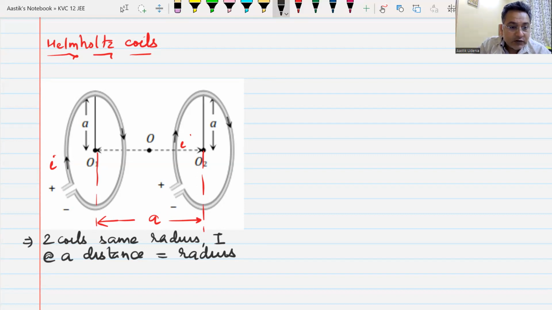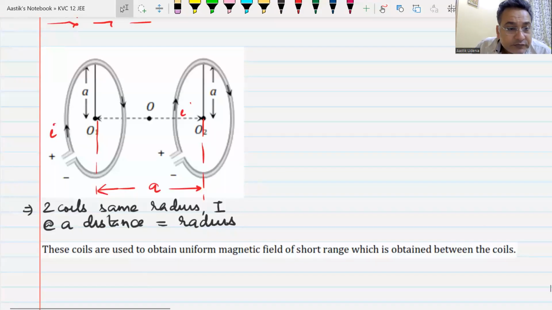Now, why are these coils used? The purpose of having these two coils is to create a uniform magnetic field between the two coils. So this Helmholtz coil will be used to obtain a uniform magnetic field, over a very short range in between the coils. This is why we use the Helmholtz coil. Do we understand this?